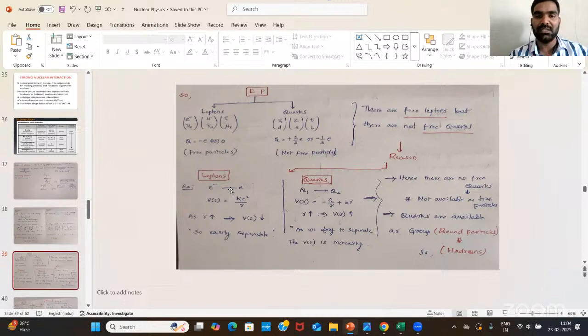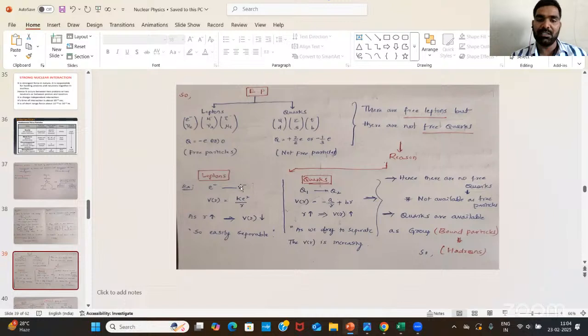Why are these free and why are these not free particles? Let us see. If these are two electrons separated by a distance r, they have a force of repulsion because they have the same charge. So the potential between these two is given by k e1 e2 by r, isn't it? So k is a constant, e square by r is the potential we have.